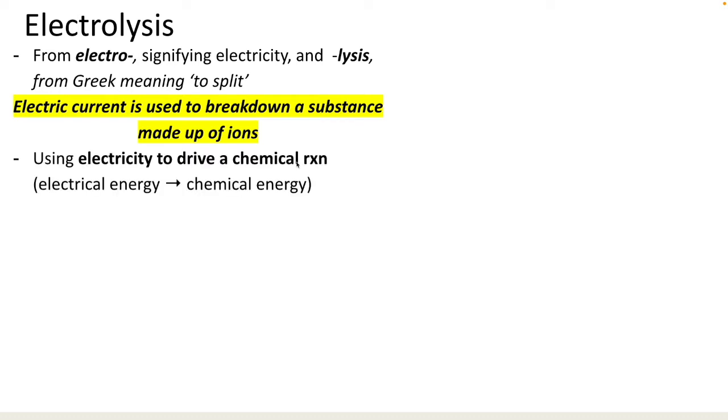Essentially, we're using electricity to drive a chemical reaction. A chemical reaction that might not take place of its own accord, we can drive using electrical energy, converting electrical energy into chemical energy. We can also do the opposite. We can take chemical energy, which is what we just saw, and transfer that into electrical energy when we have that flow of electrons.